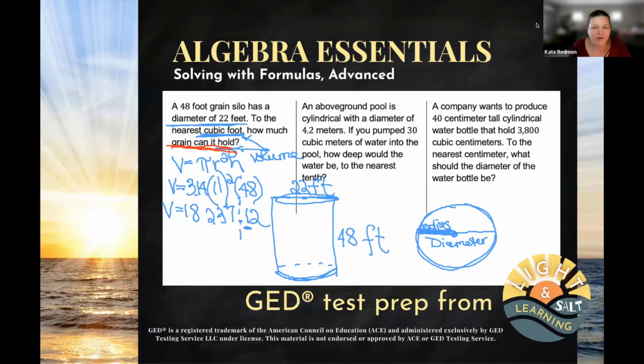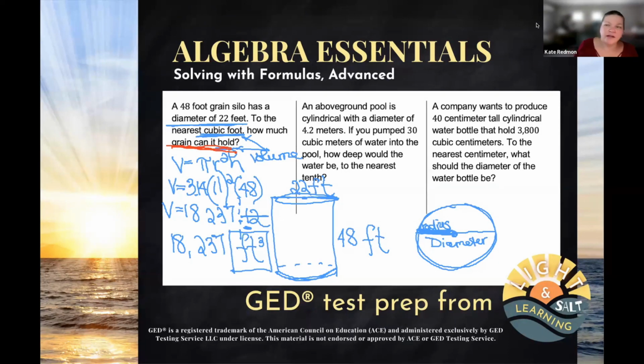Consider the next number, the one you're about to throw away. Are we halfway through our digits yet? Is this big enough to matter? No, it's not. It's less than 5. And so I'll say that the volume is about 18,237 cubic feet. And since I'm too lazy to spell cubic feet, I'll write it like this.